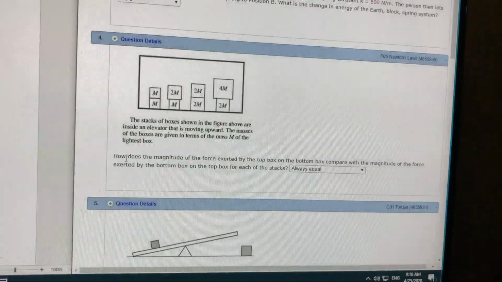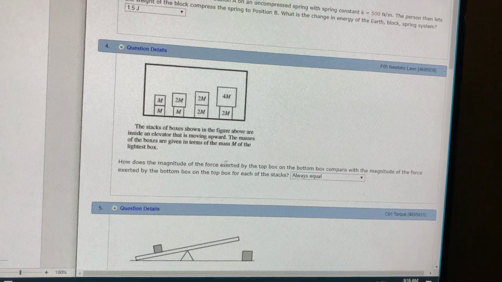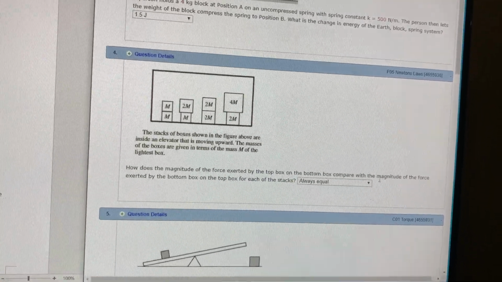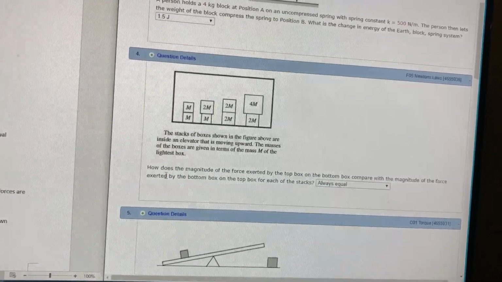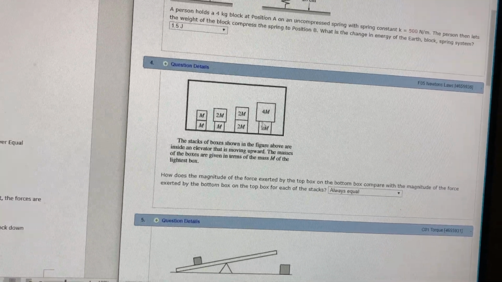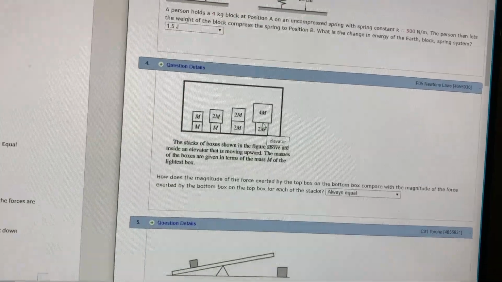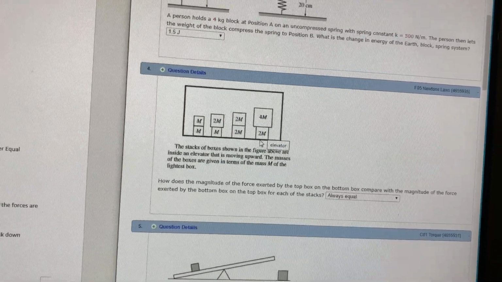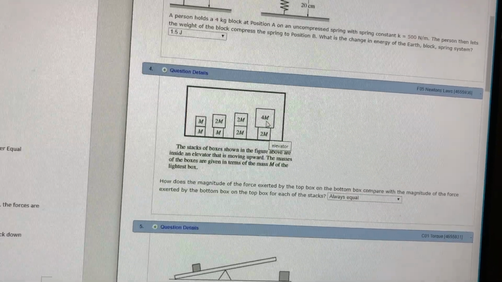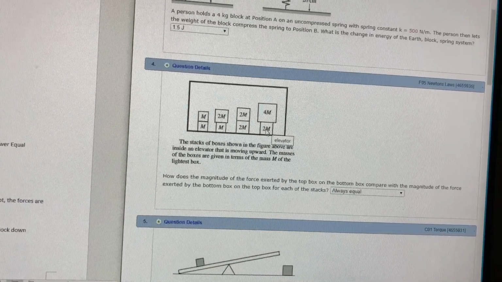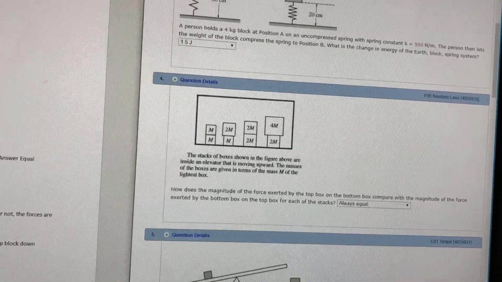The question in this case is, how does the magnitude of the force exerted by the top box on the bottom box compare with the magnitude of the force exerted by the bottom box on the top box for each of these stacks? So in other words, the normal force pushing down on the bottom and the normal force for the top block that's pushing up from the bottom block. Right? Well, this is just Newton's third law. These are always going to be equal.